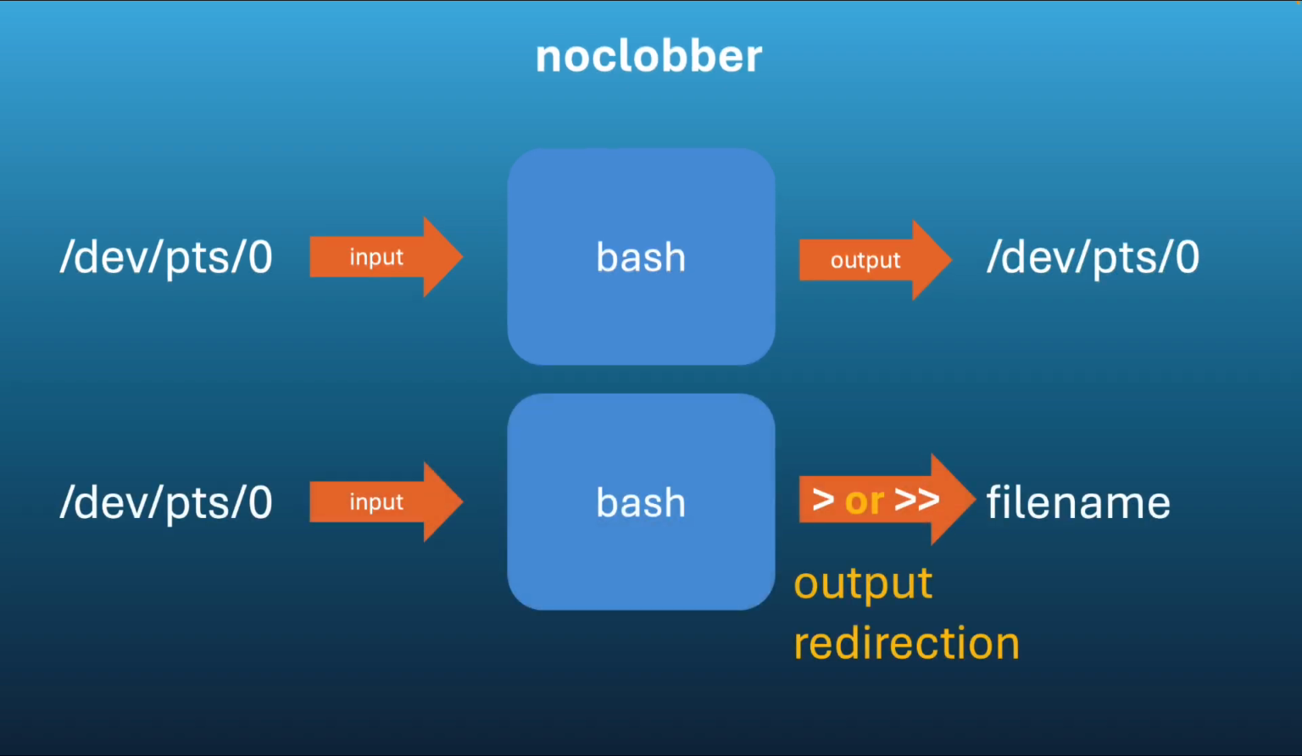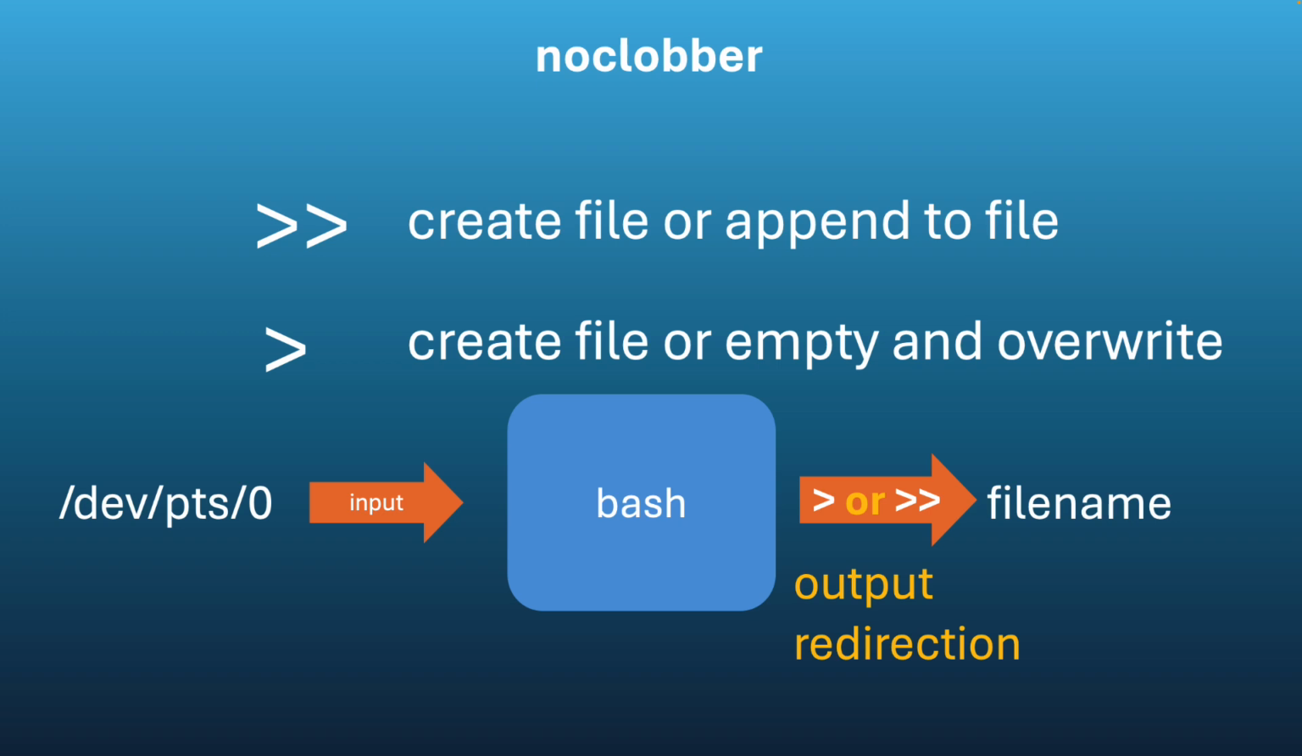However, when you use single output redirection or double output redirection, this changes. In both cases, the output will be sent to a file on disk. With double output redirection, the output will be appended to an existing file if the file exists, and if it does not exist yet, it will simply be created. Single output redirection does not append. It will either create a file or overwrite it.